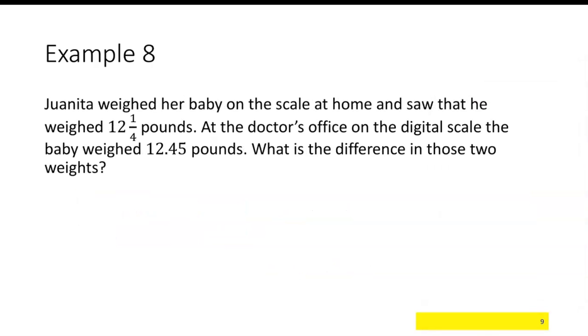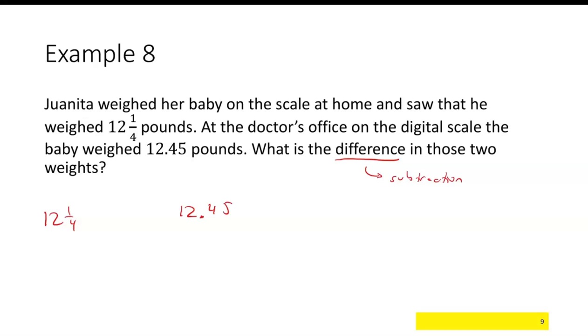And then example 8. Juanita weighed her baby on the scale at her home and saw that he weighed 12 1/4 pounds. At the doctor's office on the digital scale, the baby weighed 12 45/100 of a pound. So what is the difference in those 2 weights? So the word difference is code for subtraction. So I want to subtract the smaller from the larger. And what I have is 12 1/4 and 12.45.